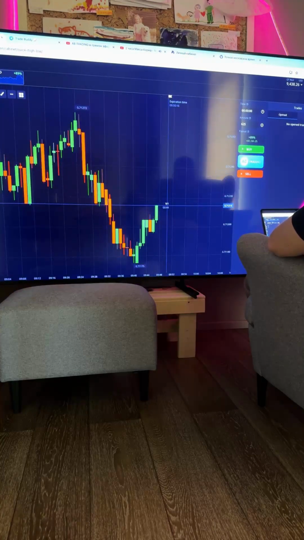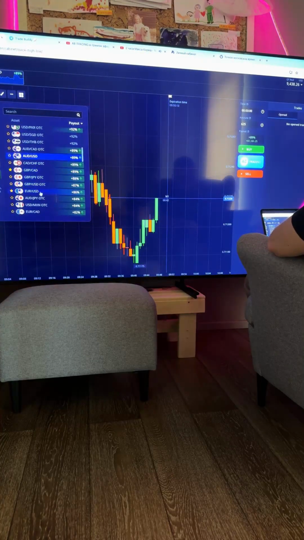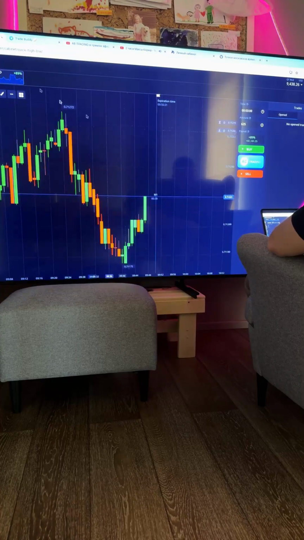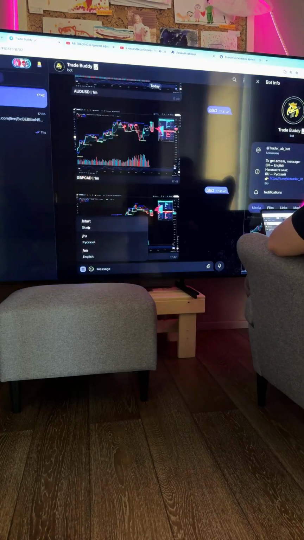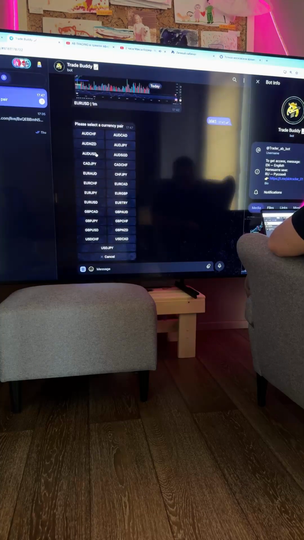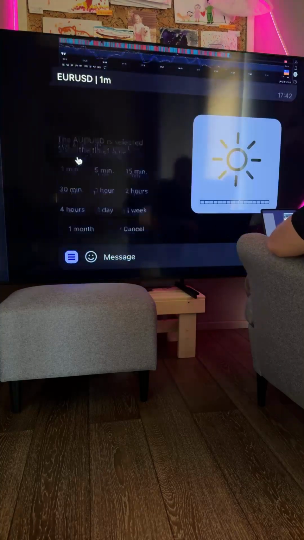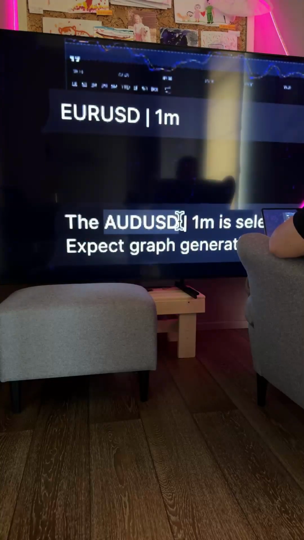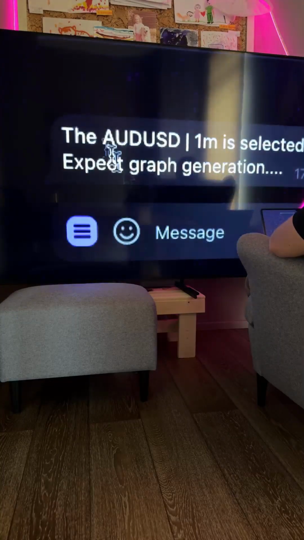Let's switch to another currency pair and see what we can do with it now. Here is AUDUSD. Let's take a look at it. Currency pair, Australian dollar, US dollar, time frame M1. Open the currency pair on your end. Australian dollar, US dollar, AUDUSD. Let's take a look.